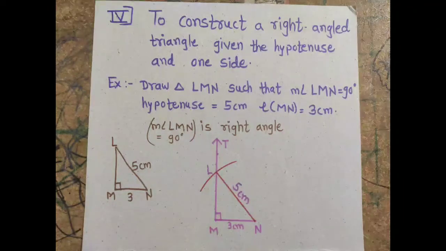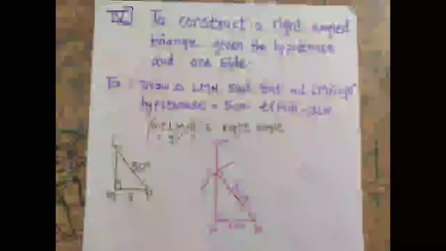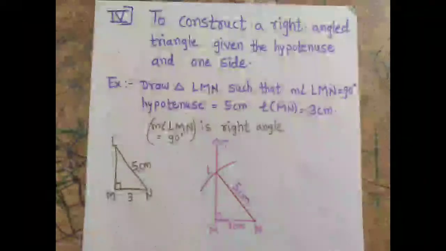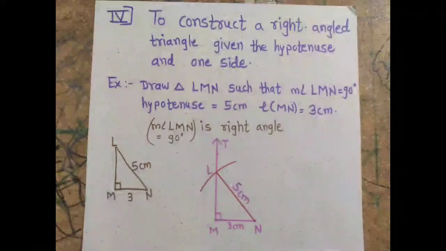For example, draw triangle LMN such that the measure of angle LMN is equal to 90 degrees, hypotenuse is 5 cm and MN is 3 cm. We know that a triangle with a right angle is called a right angle triangle. In such a triangle, the side opposite the right angle is called the hypotenuse.